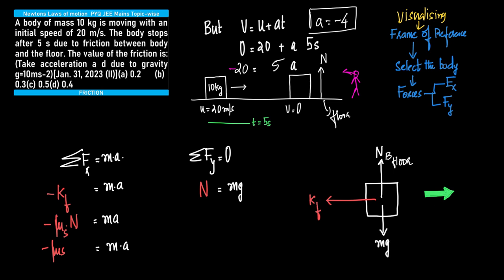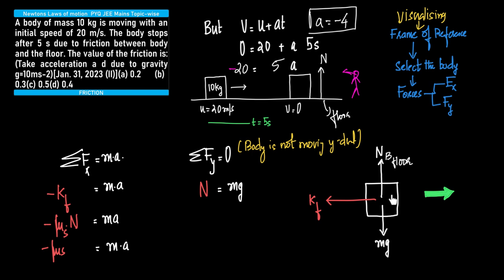Now, if we apply sigma fx and sigma fy, sigma fx is equal to ma and sigma fy is equal to 0. Why? Because the body is not moving in the y direction. Therefore, there is no motion in the y direction, so vy is equal to 0, therefore ay is equal to 0, and m into ay is equal to 0, which implies fy is equal to 0.